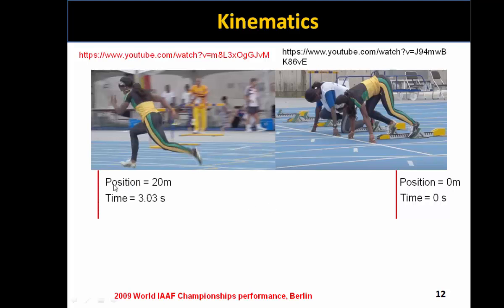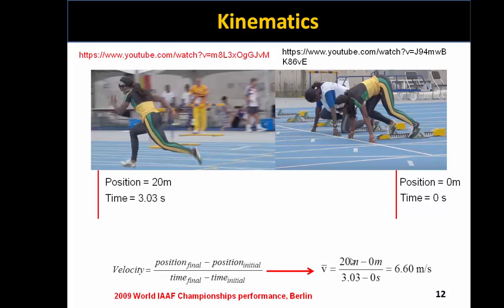At a point later on, after the athlete began moving, this athlete achieved a position of 20 meters in 3.03 seconds, and by using the velocity equation of the final position, subtract the initial position, divided by the final time, subtract the initial time, we see that if we substitute the numbers, understanding that we're taking the displacement divided by the change in time, remember, we always begin the equation with the final and we subtract the initial for both the numerator and the denominator, and that gives us a positive velocity value of 6.60 meters per second.